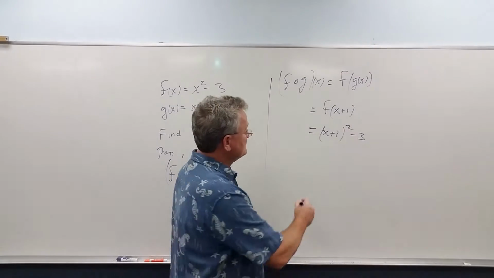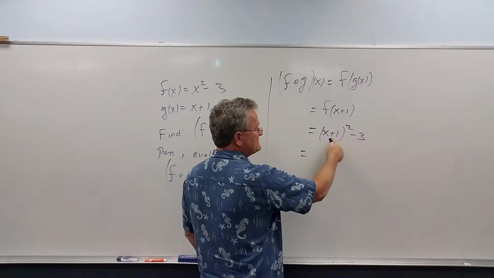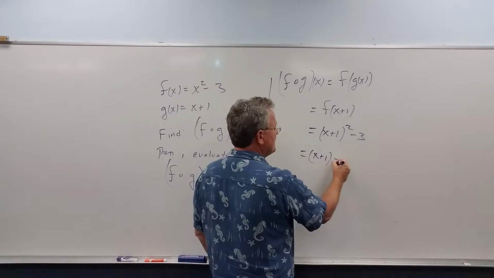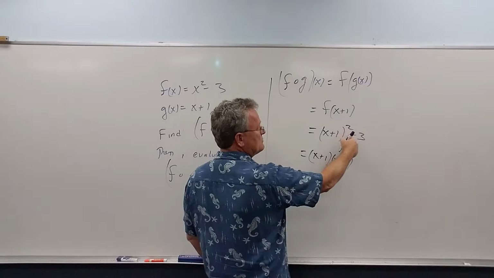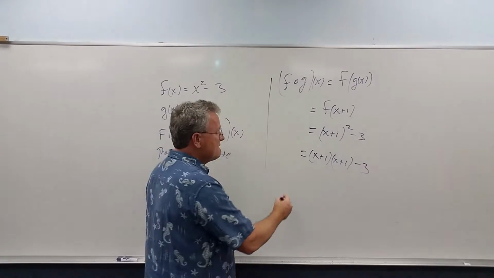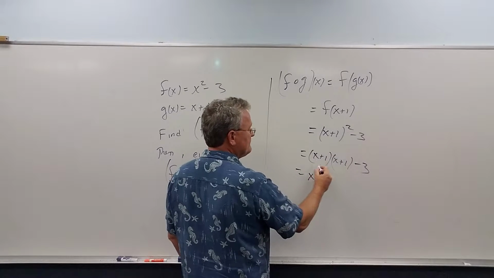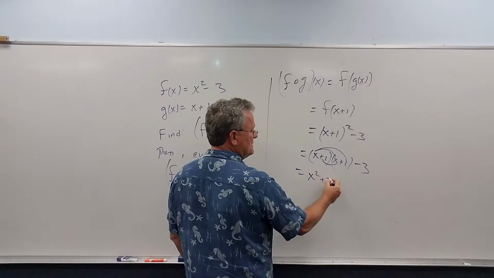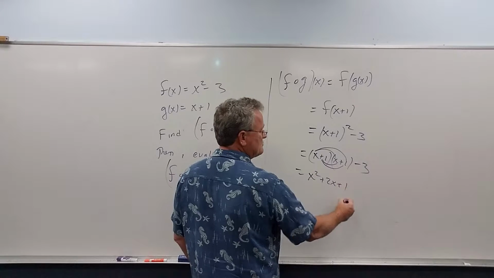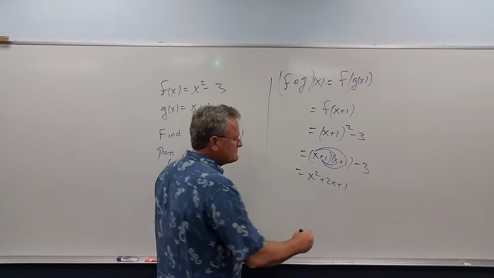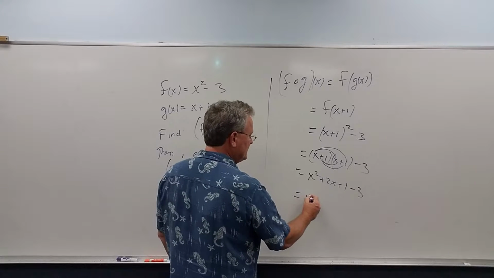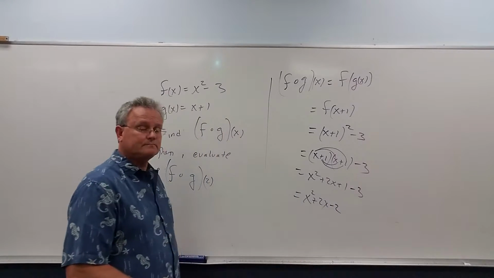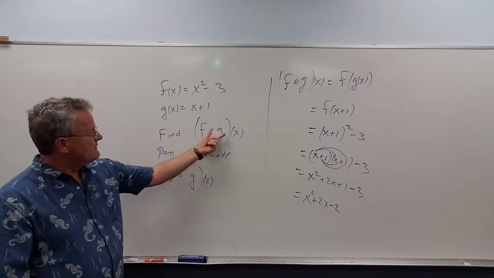Now we simplify this. To square this, remember this is not x squared plus 1 squared. This means x plus 1 times x plus 1, multiplied twice, minus 3. Now we FOIL this: we get x squared, plus x plus x is 2x, 1 times 1 is 1, and then we have minus 3. So this is x squared plus 2x, and 1 minus 3 adds up to minus 2. This is f of g of x.